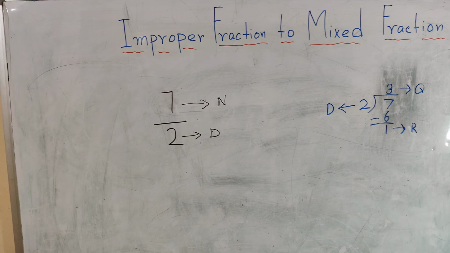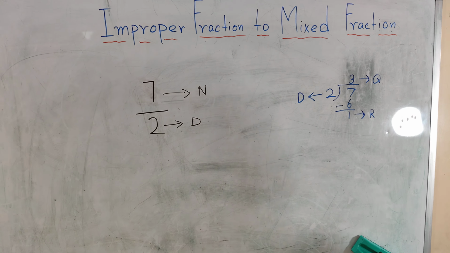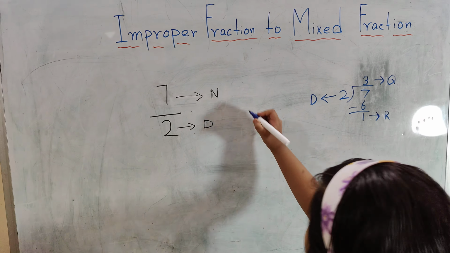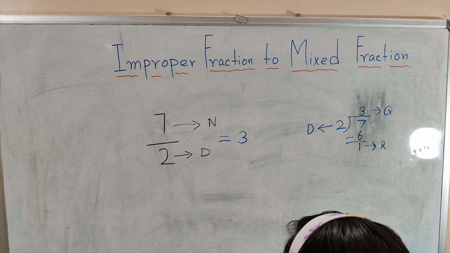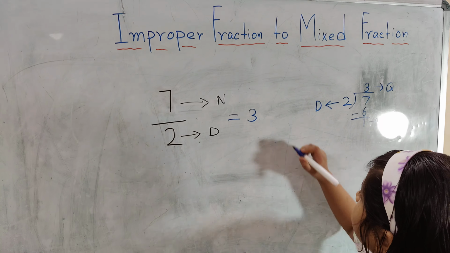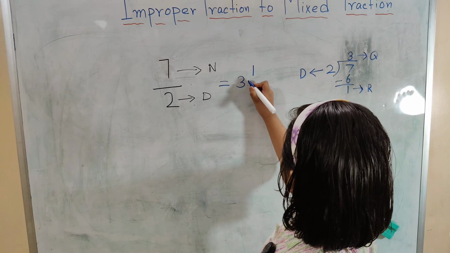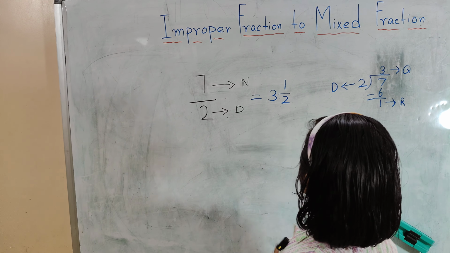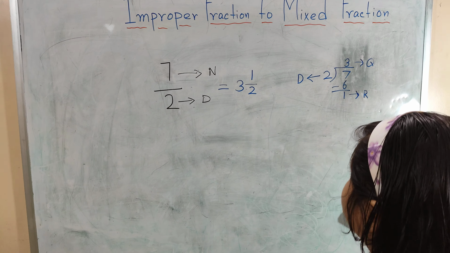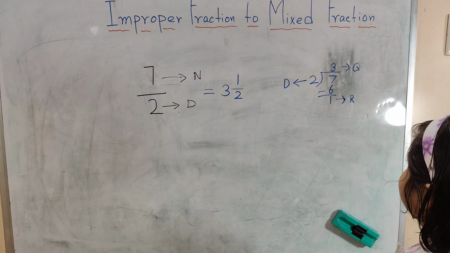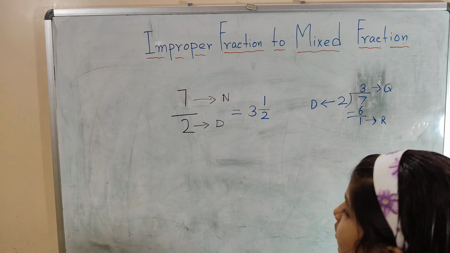Now we have to write that in the mixed fraction way. So the 3 is the quotient, right? So 3 will be the whole number part. And the remainder will be the numerator. 1 will be the numerator and the denominator will remain as it is, 2. So 3 is the quotient, 1 is the remainder and the denominator remains as it is. Is this clear to you?